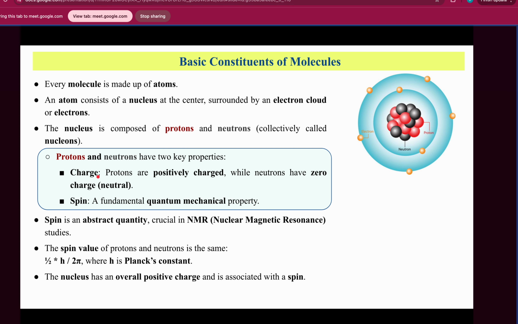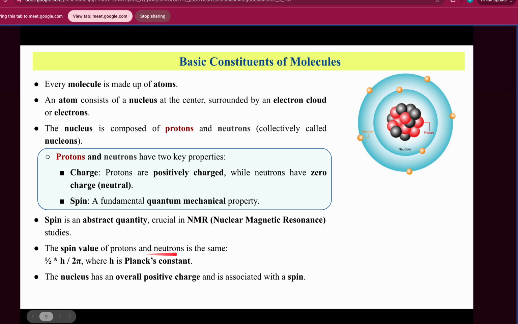That is, they have charge. So protons are positively charged, whereas the neutrons are neutral, as the name suggests. And then they have spin. So there is a fundamental quantum mechanical property, which means inside the nucleus, there is some spin which is associated with these protons and neutrons. So spin is the abstract quantity, which is crucial in NMR because the NMR studies are mainly based on the spin. So it is based on the nuclear spin.